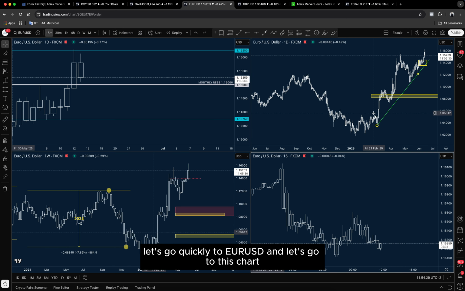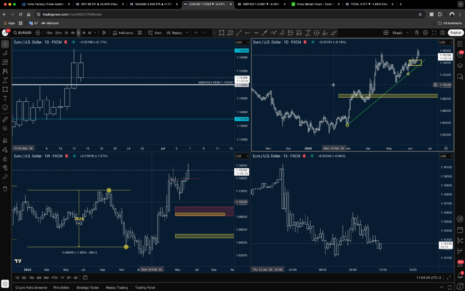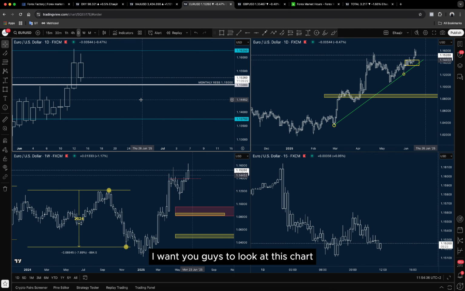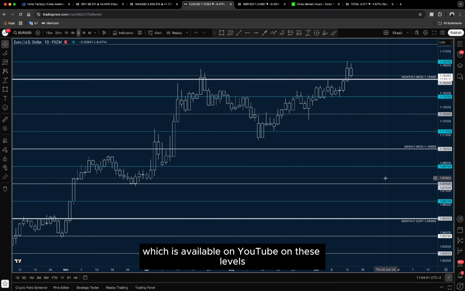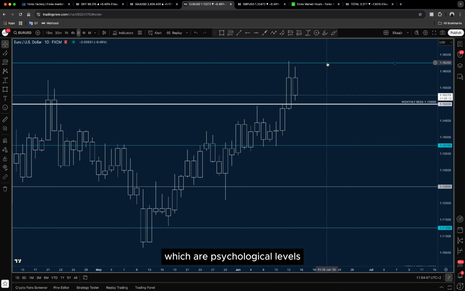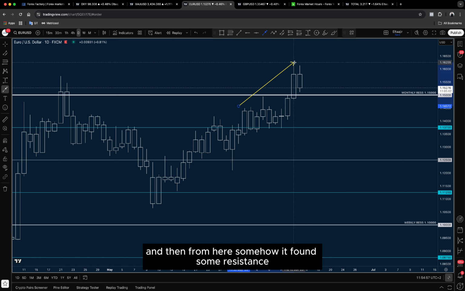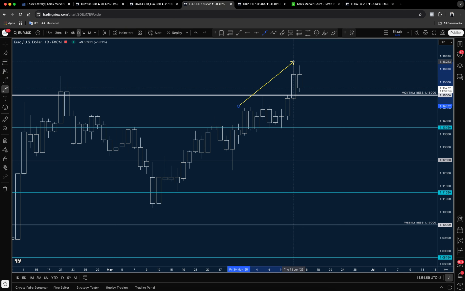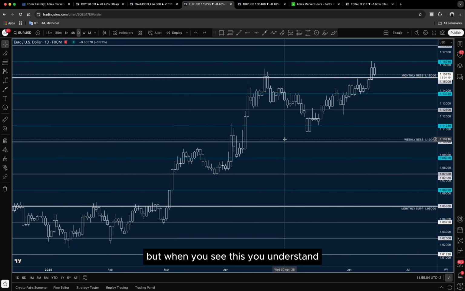Let's go quickly to EURUSD, and let's go to this chart. But actually, before this chart, I want you guys to look at this chart. I made a free lesson which is available on YouTube on these levels, which are psychological levels. Imagine if this level is not there. You can see that the price broke above, and then from here somehow it found some resistance, and then price started to move to the downside. But when you see this, you understand.